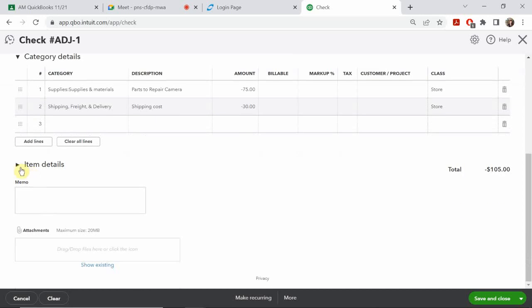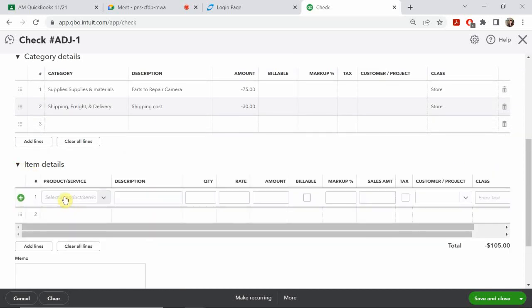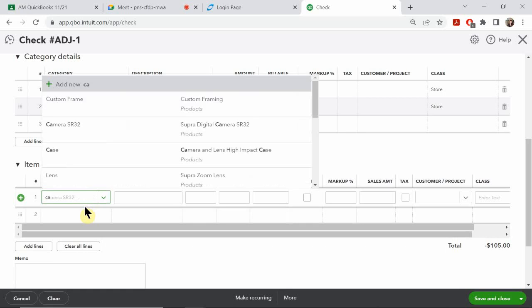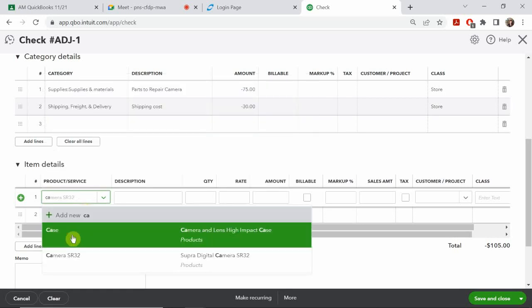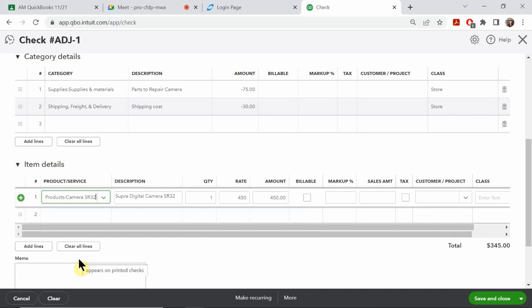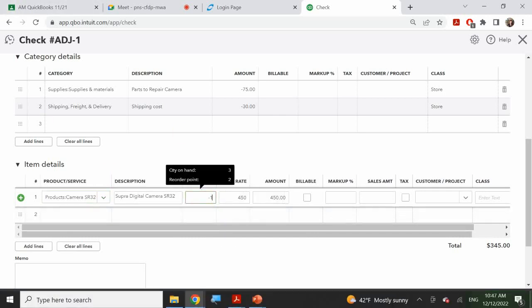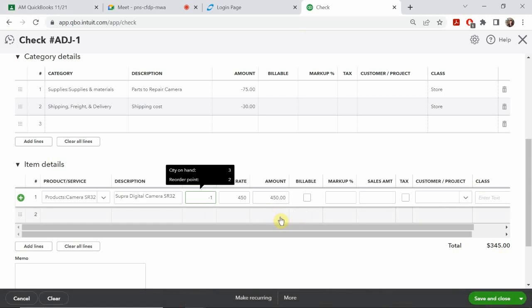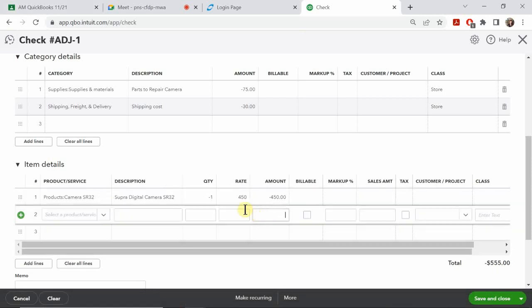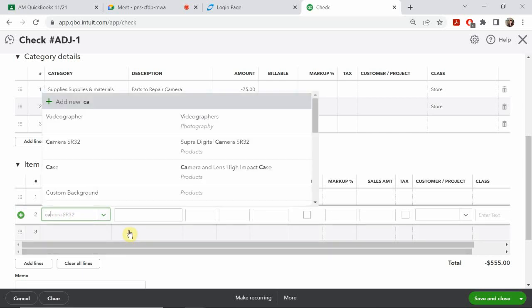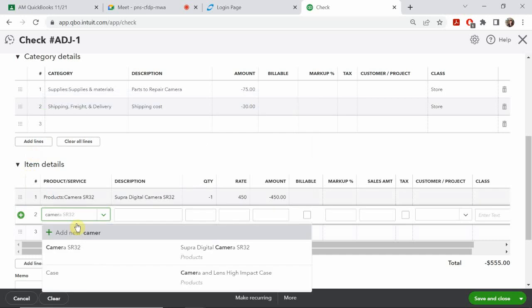So that's where I'm going to go to items. So again, this product here is the camera. So the camera SR32, right? We're going to do a -1 quantity because we are removing one of the good products, okay? And then we're going to move it into the camera SR32 refurbished. So you may want to quick add that.